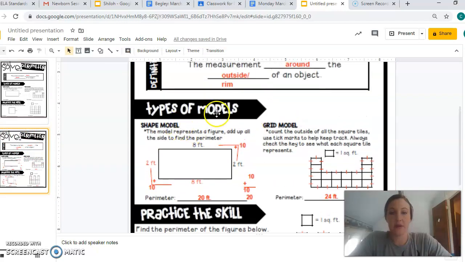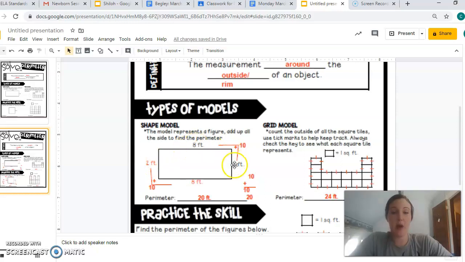So the types of models, the shape model. If this side is 8 feet, it's parallel with this side. That means these lines are exactly the same. So if this one is 8 feet long, this one is 8 feet long. They're mirrored, they're parallel. If this side is 2 feet and this one is parallel to it and measures the same, it's also 2 feet. So perimeter is when we measure around the outside.